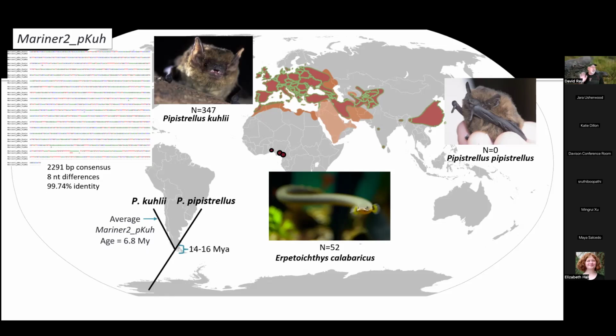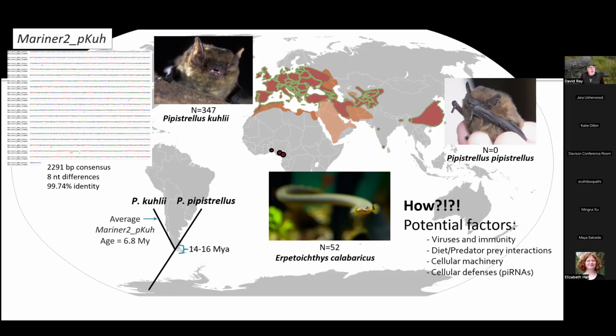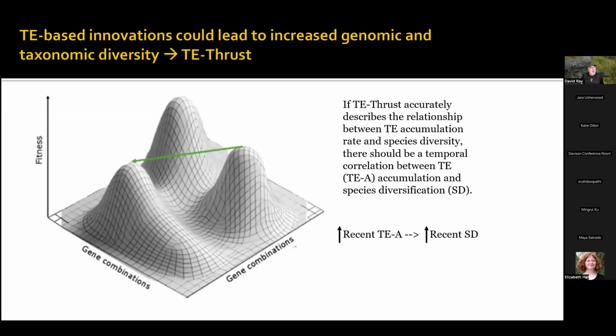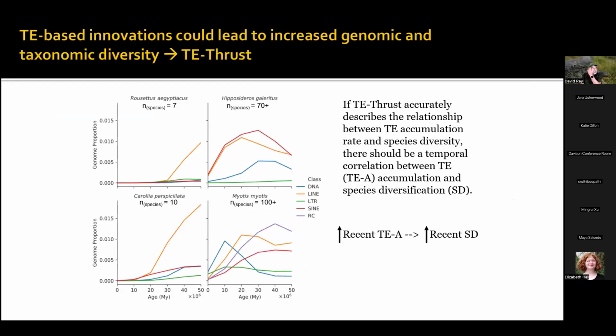How has been the subject of discussion for our lab for quite a while now. You got ideas, let me know. Most likely viruses or some sort of predator-prey interaction, but somehow that physical distance had to be traversed as well. So we don't know how that happened. Hopefully, by the time we get every organism sequenced, we can actually track it down. All right. So I mentioned the TE thrust hypothesis a little bit ago.